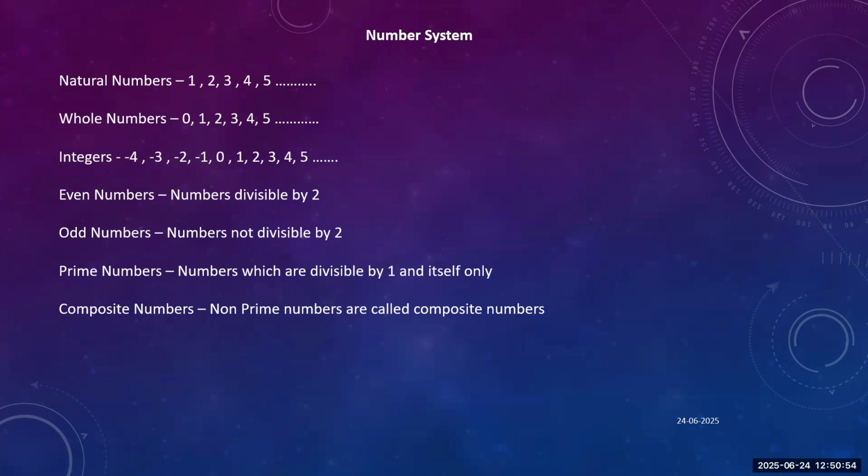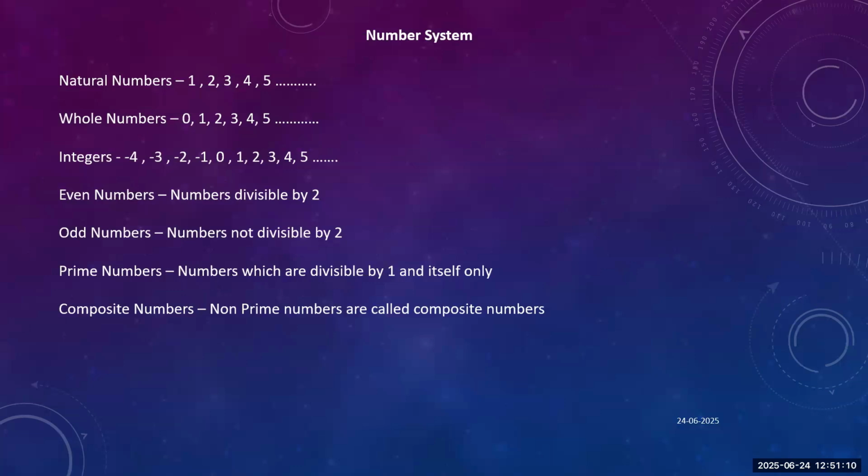Integers: there can be negatives also. So integers start from negative and include all the positive numbers also, and also include 0. Integers: minus, 0, plus. So all the numbers.